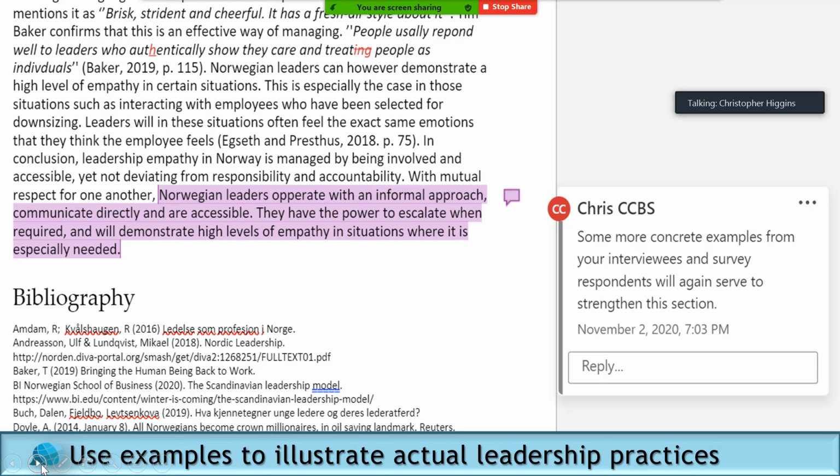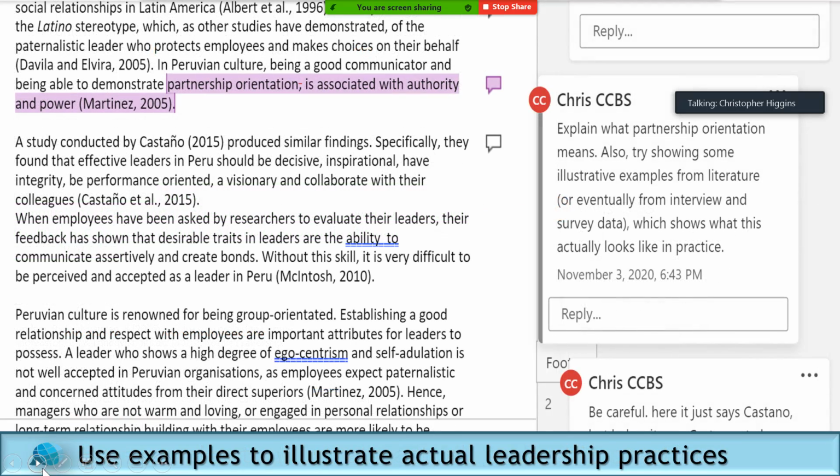So, for example, then perhaps show what are the different elements, what are the different scenarios under which they will escalate power when required, or when they will demonstrate high levels of empathy. Just show an example that helps to illustrate a real leader working through that dilemma and striking that balance in an organization. Here, use examples again to illustrate actual leadership practices.